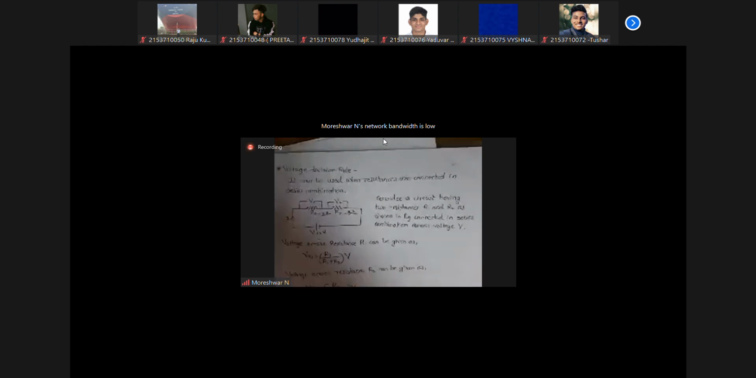I got some message in the chat box. Piyush is saying 4 volt, but it is 4 and 6 volt, meaning 4 plus 6 is 10. We will check whether it is correct or wrong. Others also try to solve this.